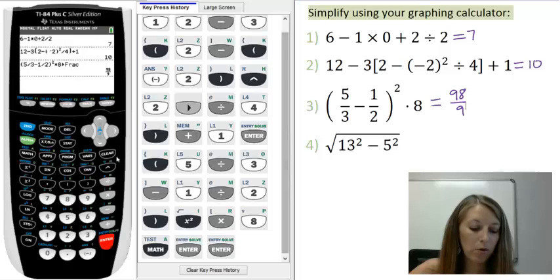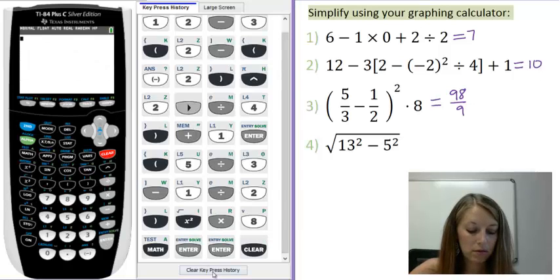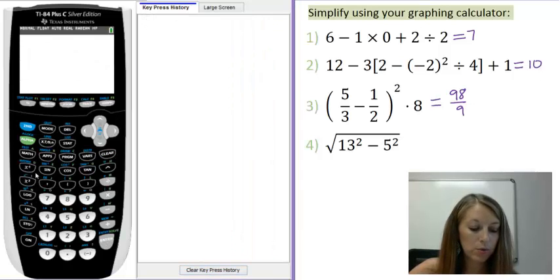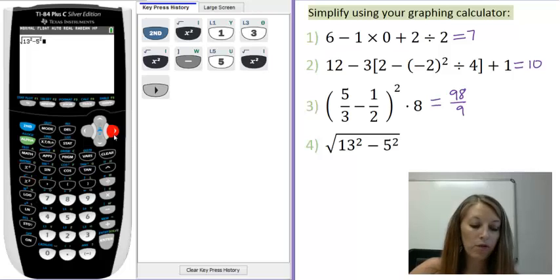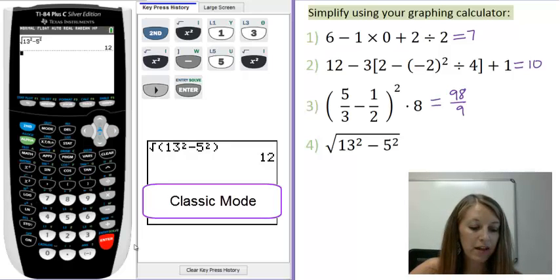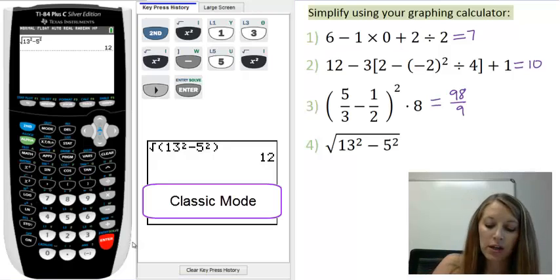All right, one more example. The square root, which is above the squared button, so second square root, 13 squared minus 5 squared. And I need to push over to get out of the square root. If you use the caret key, then you would also have to push over to get out of each of the exponents. Simplify this here. Our final answer is 12.